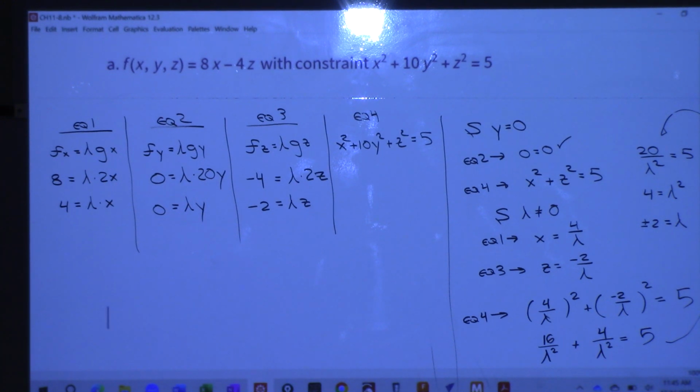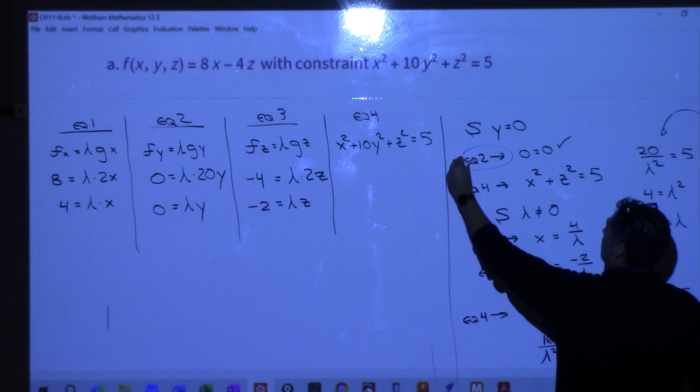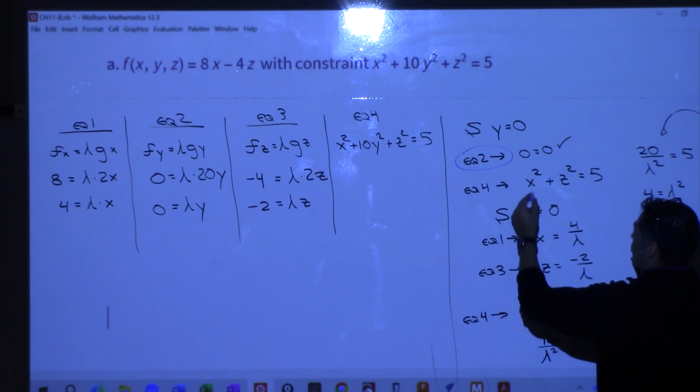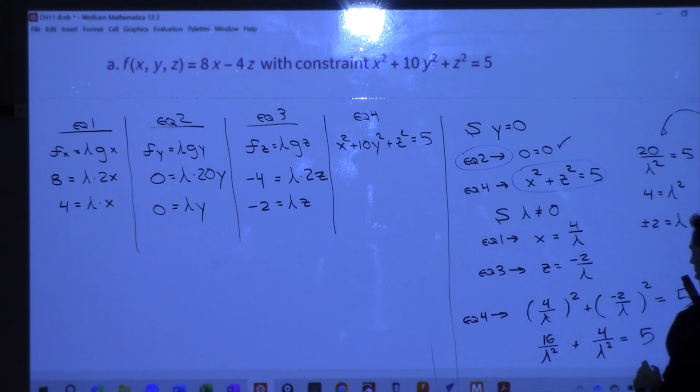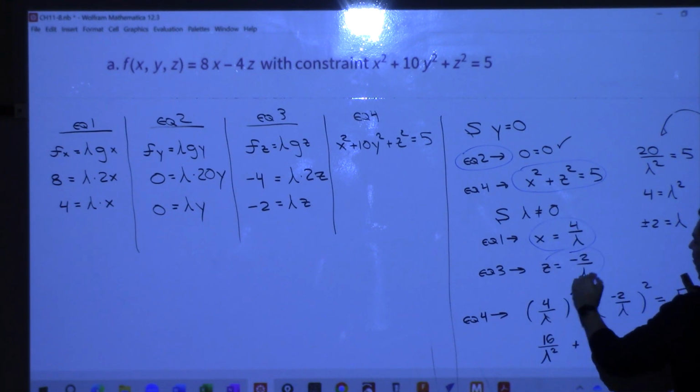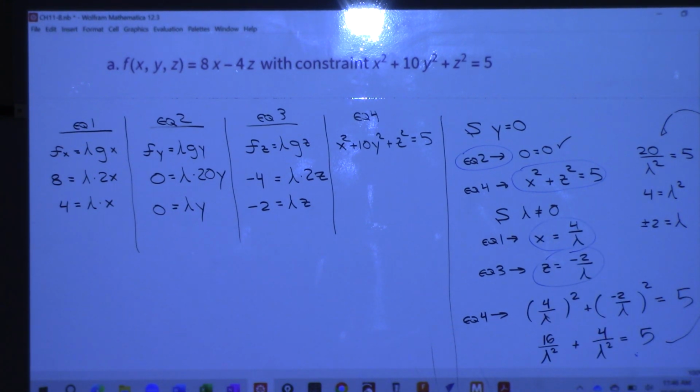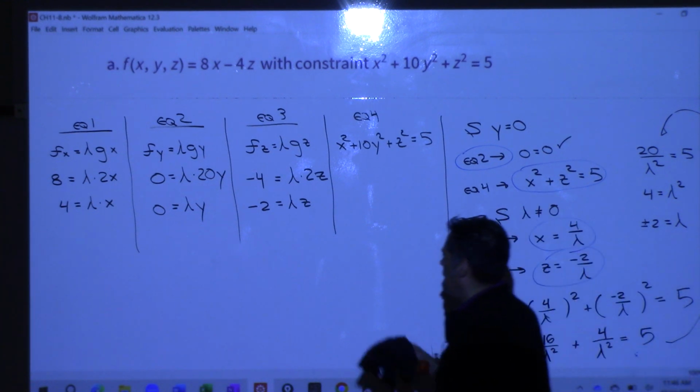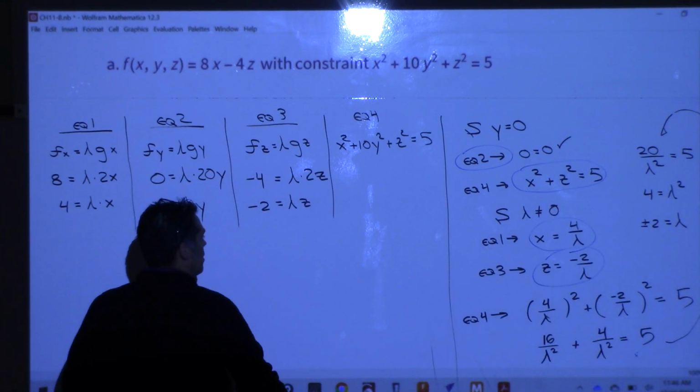So I believe this satisfies all the equations, right? Equation 2 is going to be satisfied here. Equation 4 became this, and we're satisfying that right here. Equation 1 is going to be satisfied here, and equation 3. All four equations are being satisfied. But we need to figure out what x, y, z, and lambda are. So let me come over here.